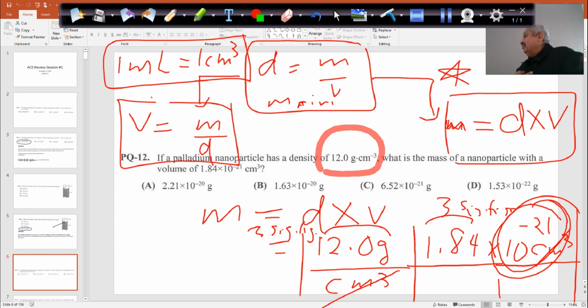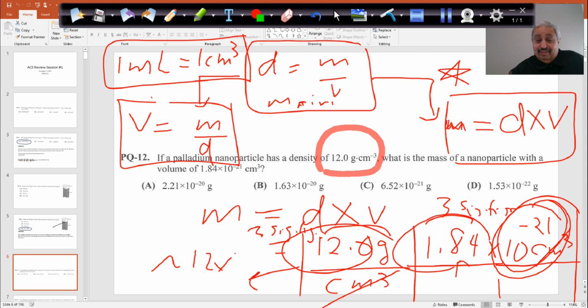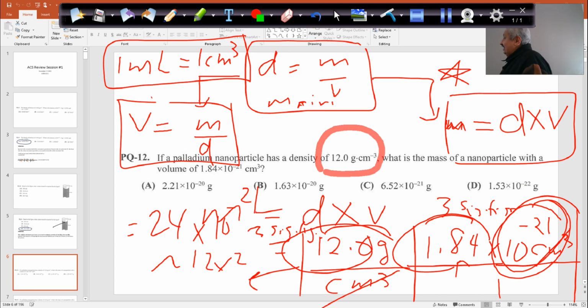I did study in Germany a long time ago, in the 70s. We were not allowed to use a calculator. So you know how we did it? There were no multiple choices at that time. So this is just rounded to 12. And this is 1.8, this is 2. This is 24, 10 to minus 21. So my answer is 24 times 10 to minus 21.